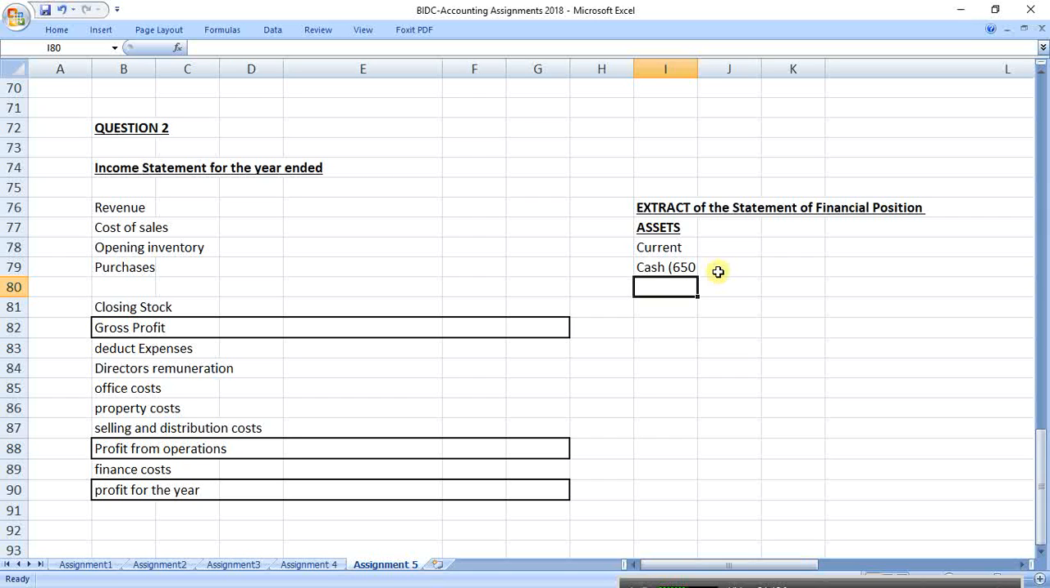Director's remuneration. What does that mean? It's a fancy word for director's salary. Okay, how much is the director's salary? Remuneration is what you pay your employees. 53,200. Okay.